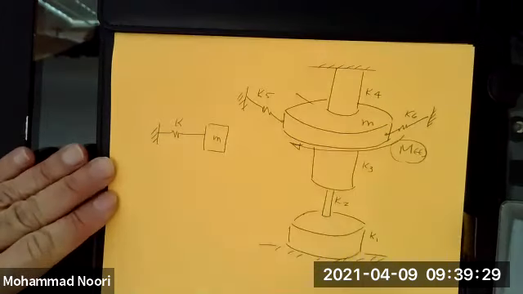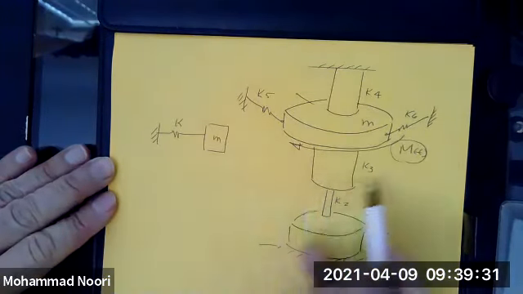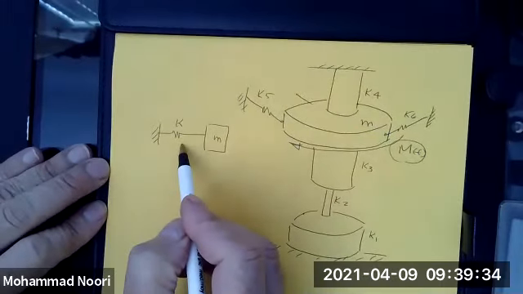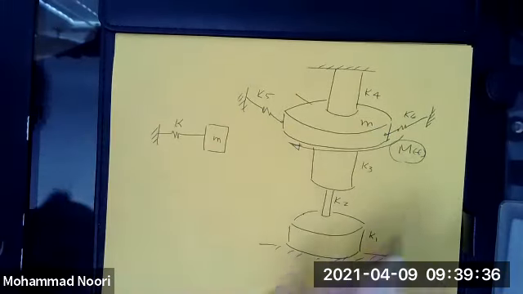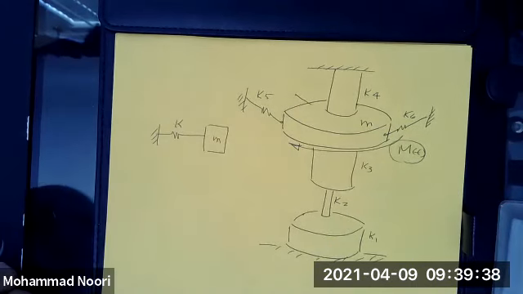Okay, so this is the question. How can you model this system as a single degree of freedom system like this? Let's pause and look at this problem.